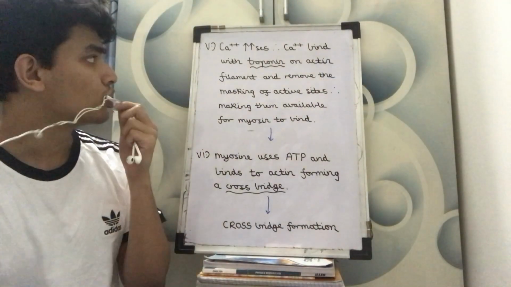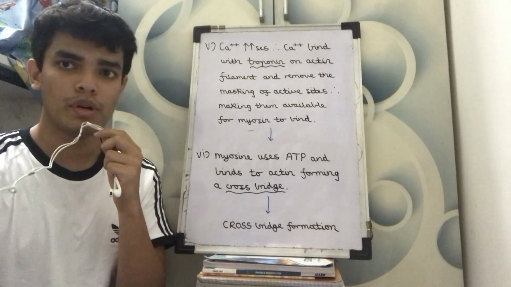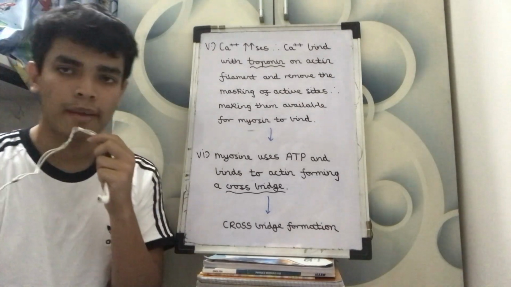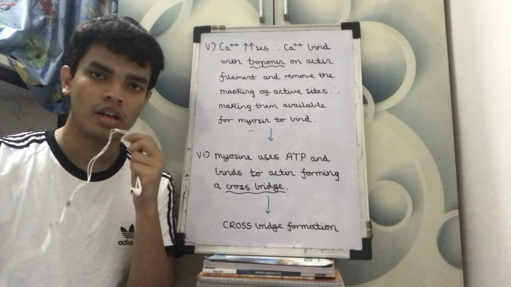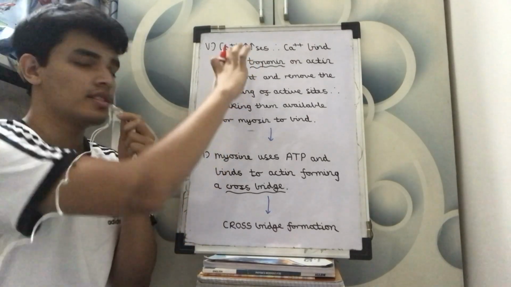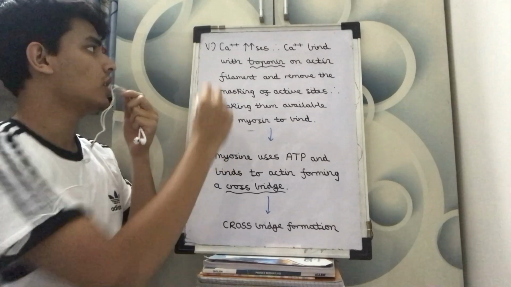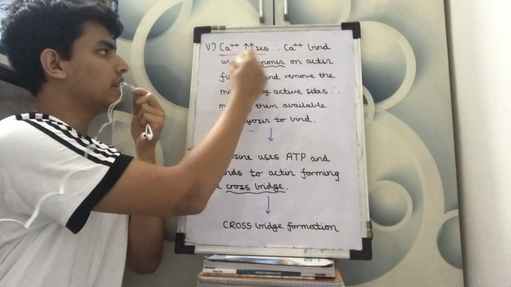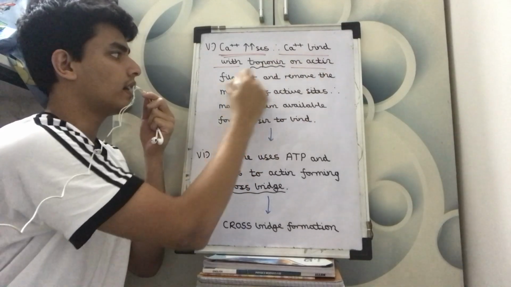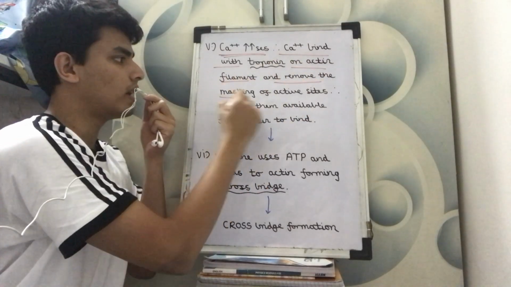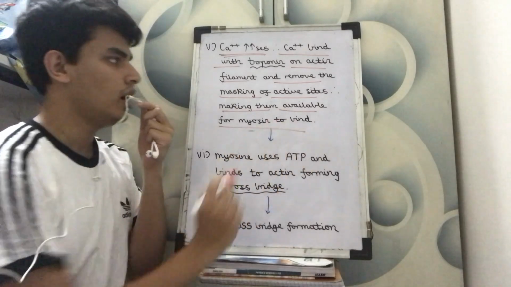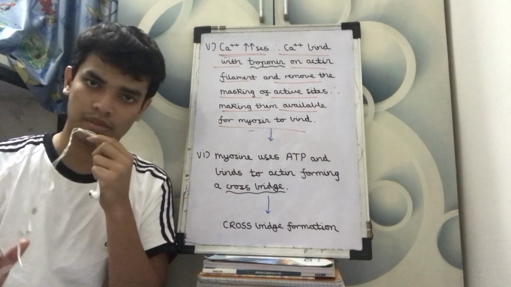Okay, guys. So now the sixth step, or the fifth step. As we know, Ca collects in the sarcolemma. Now very important, this fifth point is very important. So the Ca amount increases. That is, the Ca binds with troponin on actin filament and removes the masking of active sites, therefore making them available for myosin to bind. Wait, I'll explain it to you.